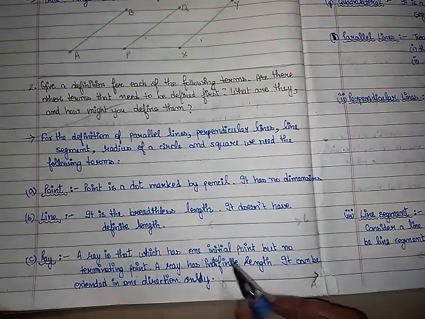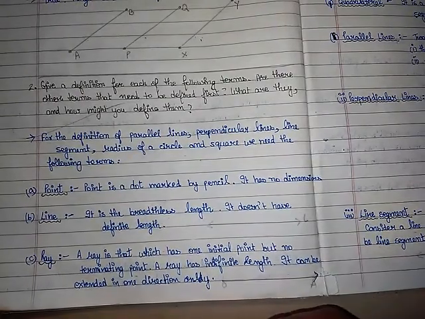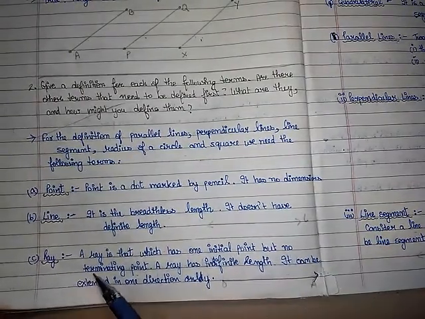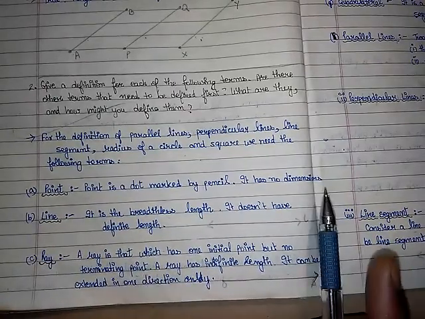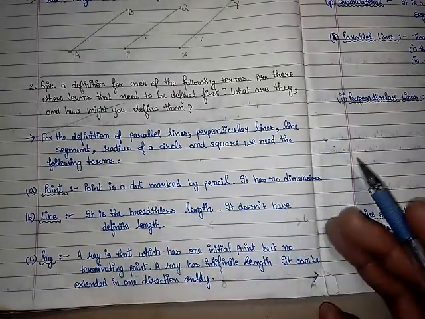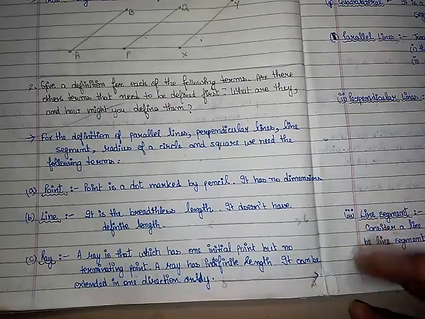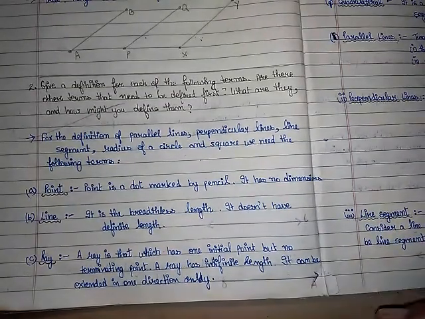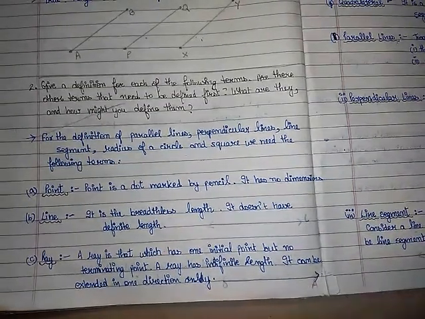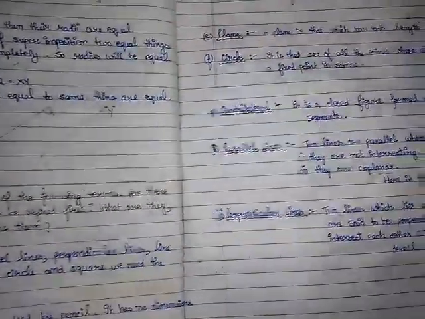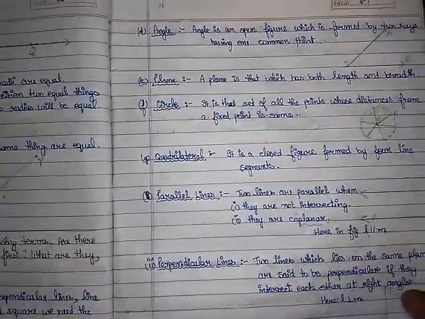After that, let us add one more piece of knowledge, that is for the line segment. A line segment cannot be extended in any direction, so it has a definite length. That is the definition of the line segment. Clear? Now come to the next term, that is called angle.